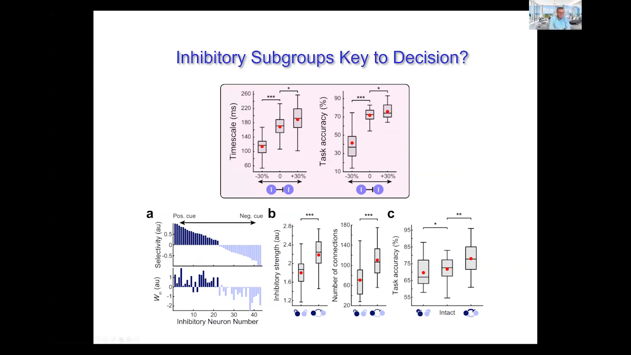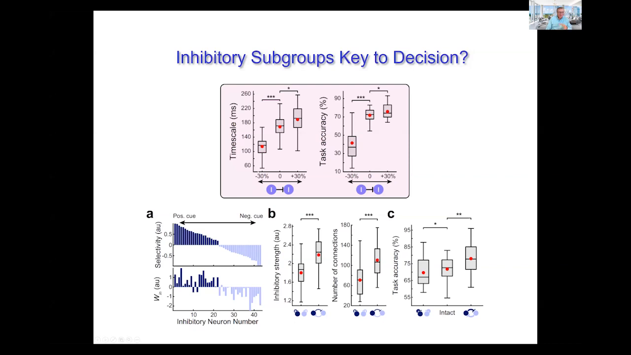So first of all, let's look at the inputs. It turns out that there are two subpopulations of inhibitory neurons. There's one subpopulation that gets strong excitatory input from the positive cues. And there's another subset that gets inputs from the negative cues. And also the subpopulation that has positive cues has a lot of inhibitory connections between them, and similarly for the other subpopulation.